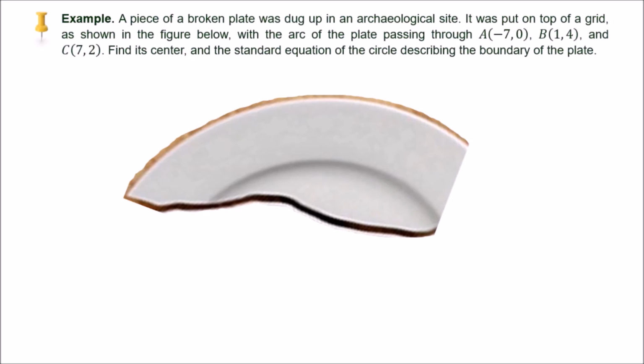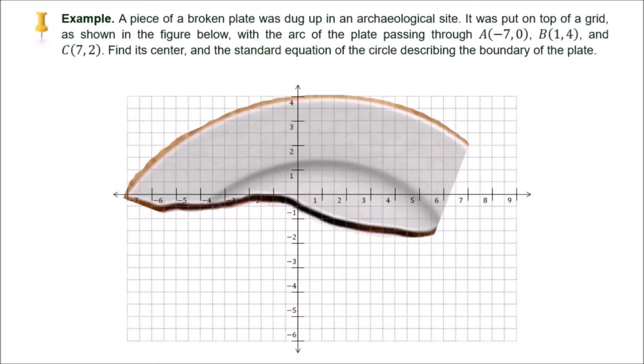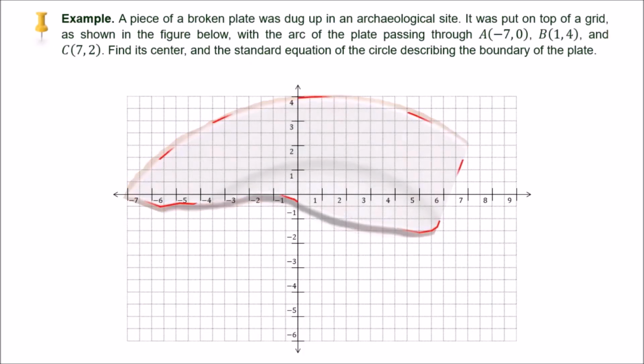Let's try another example. A piece of broken plate was dug up in an archaeological site. It was put on top of a grid as shown in the figure below, with the arc of the plate passing through the points A(-7, 0), B(1, 4), and C(7, 2). Find its center and the standard equation of the circle describing the boundary of the plate.